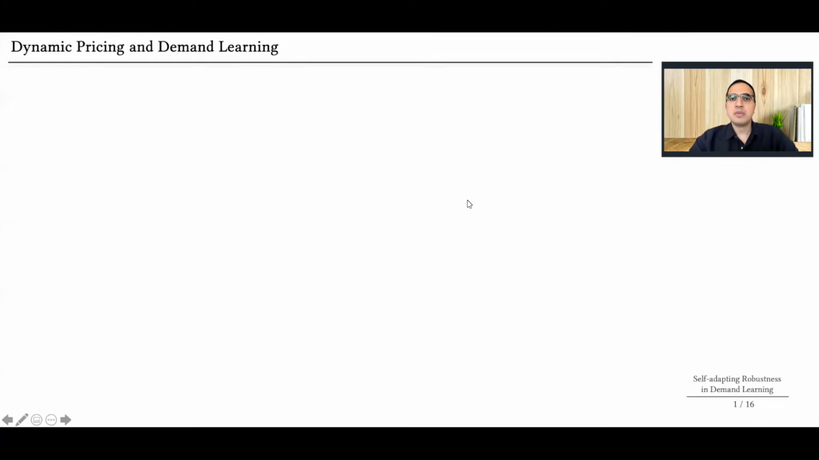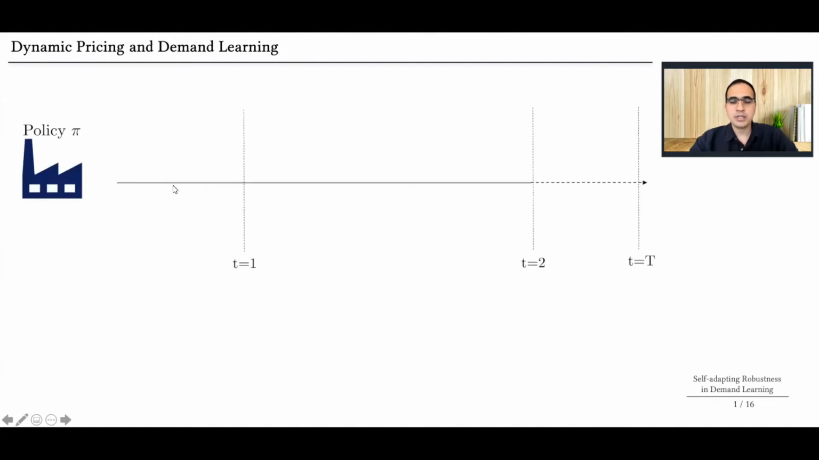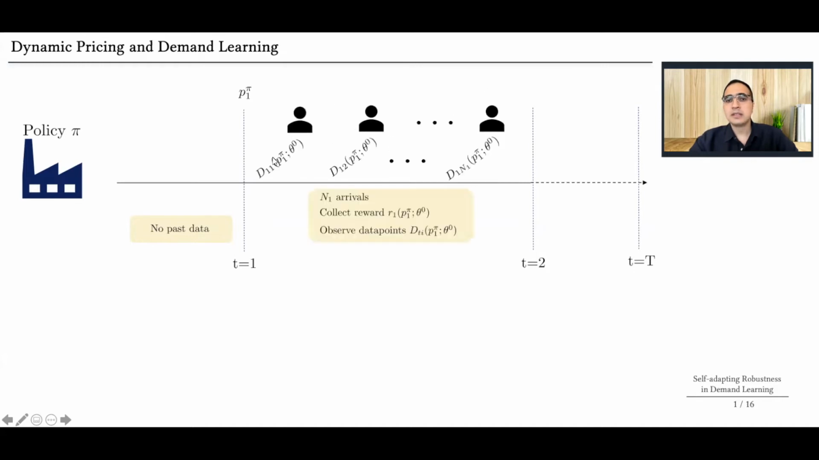Let me motivate our business problem. Consider a dynamic pricing and demand learning scenario where a decision maker wants to compute a policy pi to maximize its revenue over a finite planning horizon with the length of T. Setting the price in the initial stage where there is no past data, customers arrive and they exhibit different demand realizations. Each demand realization depends on the price that is set at the initial stage and depends on theta naught, where theta naught here is the true demand parameter.